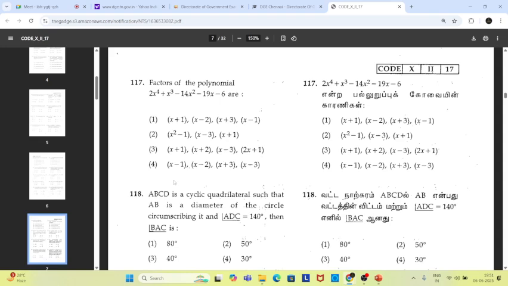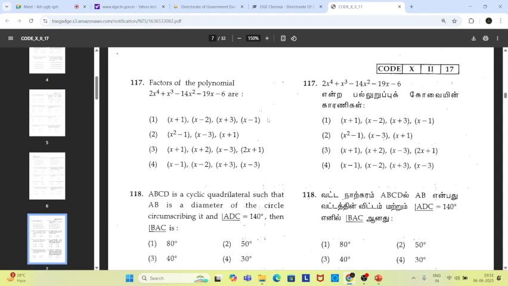Let us say the other one: minus 6 you should get. If you multiply all the numbers, you should get minus 6. In option 1, how much do you get? Plus 1 into minus 2 into plus 3 into minus 1. That is 6. But what is 6, minus 6 or plus 6? Plus 6, sir. You are getting plus 6, so that is out.